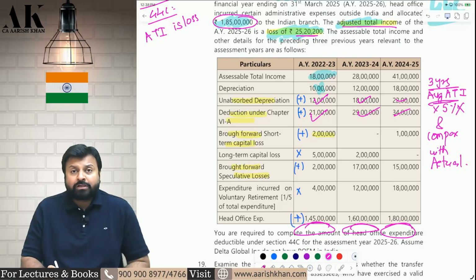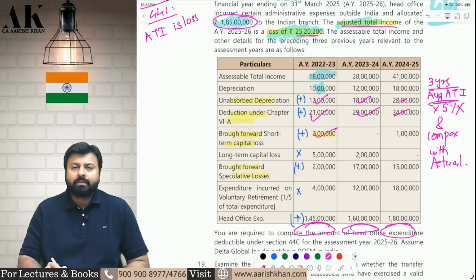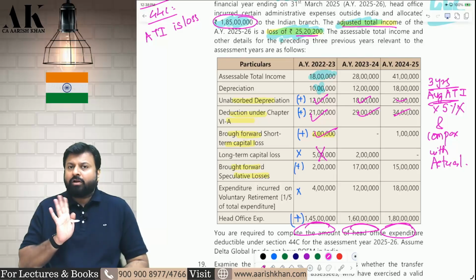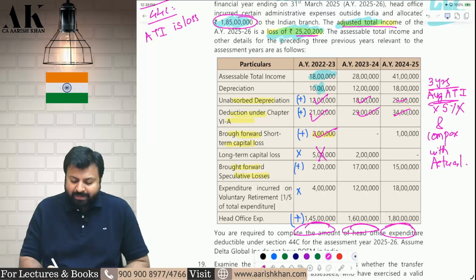Should I add brought forward short-term capital loss? Yes. Brought forward short-term capital loss should be added back. It is written in the law, brought forward losses. Should I add current year long-term capital loss? No, current year losses are not added back. Only brought forward losses are added back. Should I add brought forward speculative loss? Yes, add back that. Should I add VRS?